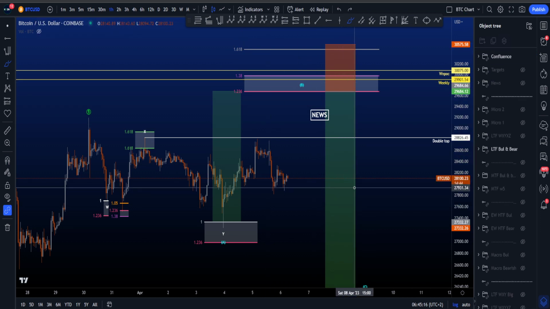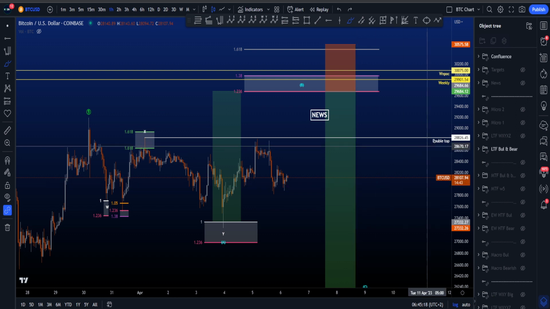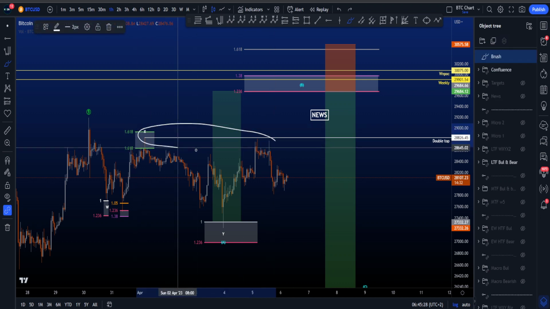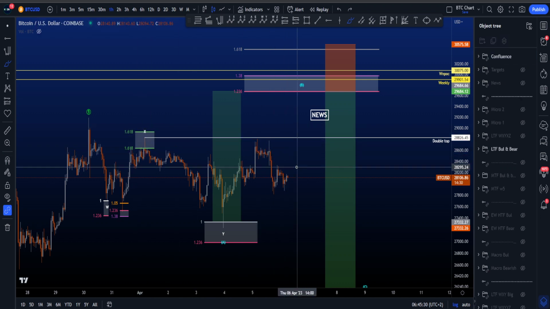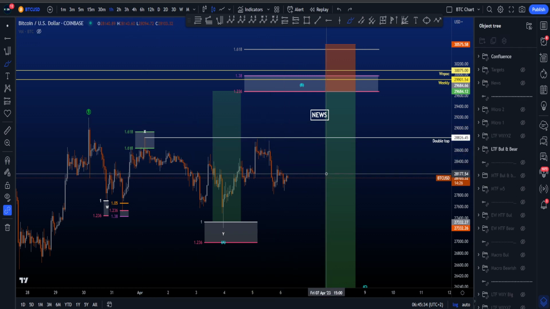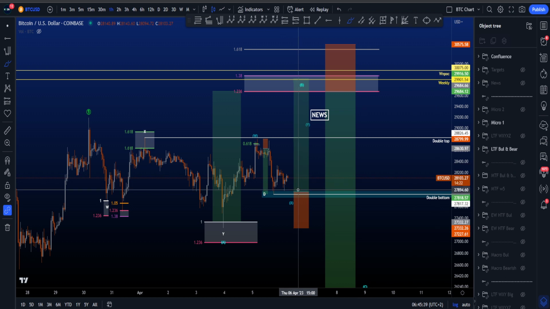Something that I think is important to know is the double top level at 28.8k. We have this high over here, another high over here, and actually a third high, like a triple top over here as well, which means there is liquidity resting above these highs. And in my opinion, it is very likely that these highs at some moment in time are going to be taken.